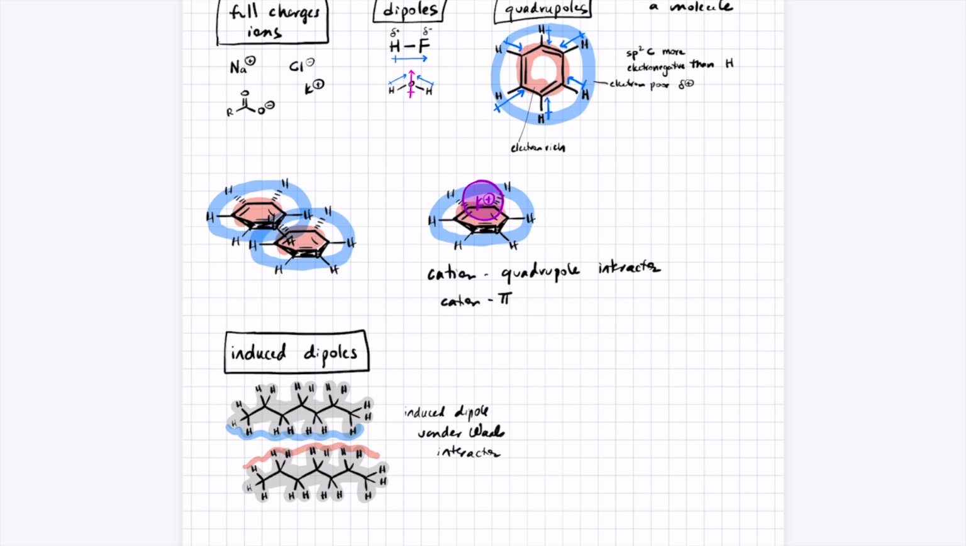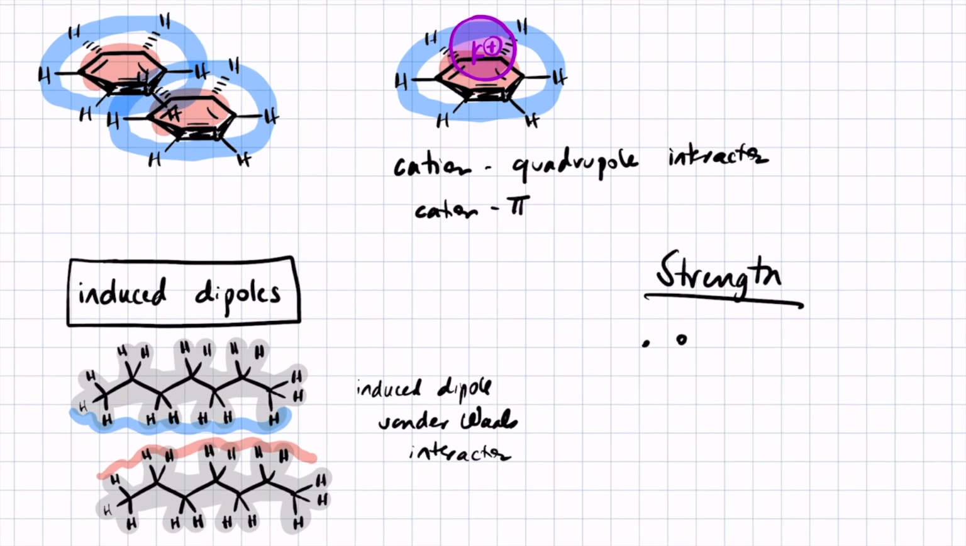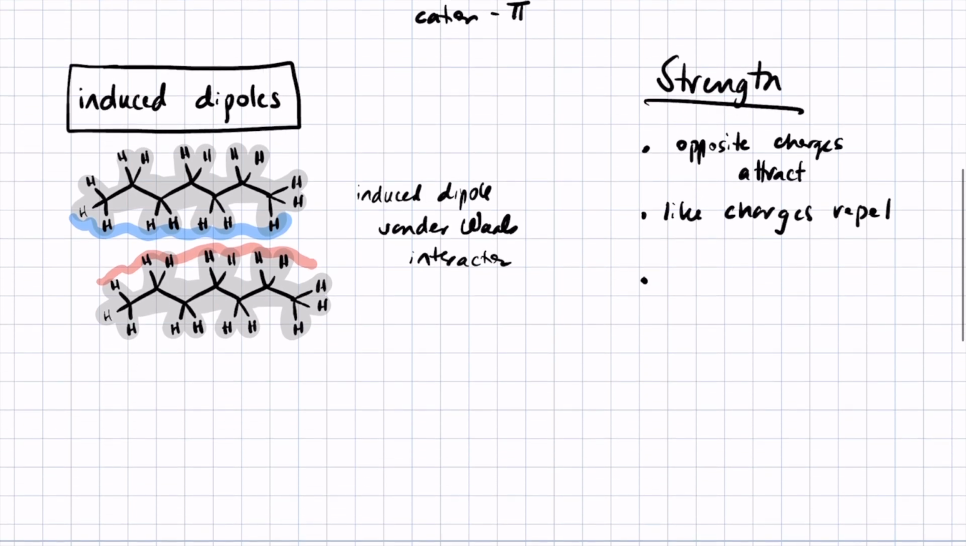Now, a couple of things we need to say about the strength of these interactions. Pretty simple principles here. The first is that opposite charges attract and like charges repel. So these interactions can be both attractive and repulsive depending on the situation. And then the second, or maybe third, I guess these are all part of the same principle. The second basic principle is that proximity or distance matters.